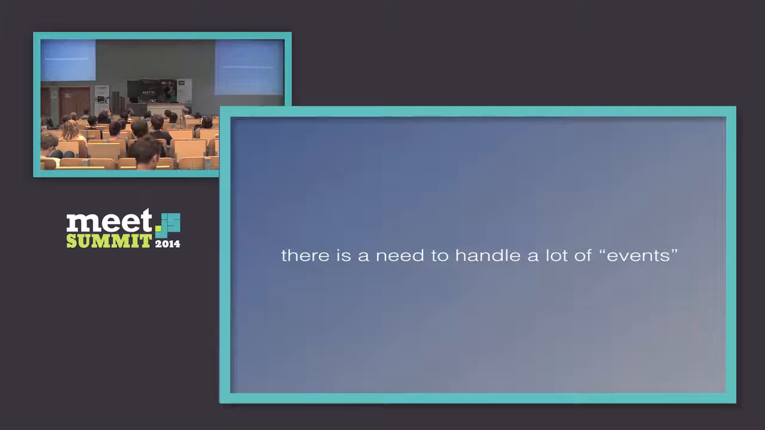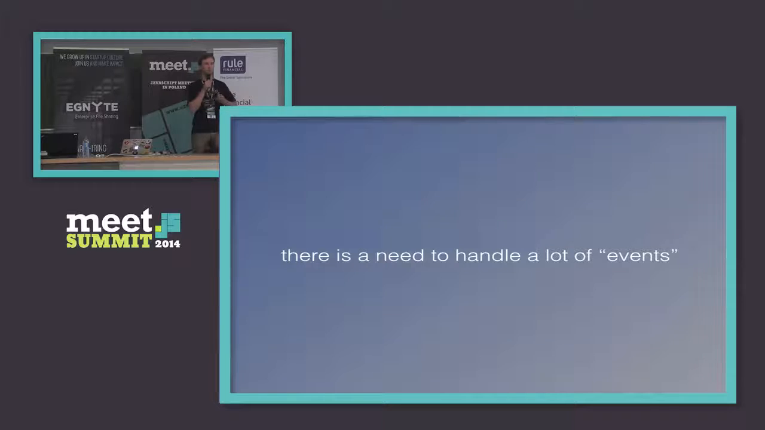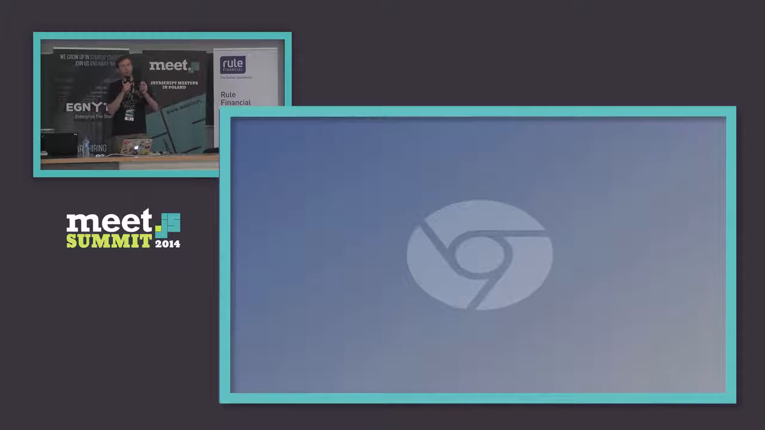In general, we can say that there is a need to handle a lot of events. In terms of a web server, it's requests. In terms of a browser, it's user interaction. And those events are happening at the same time. We can say that it's not exactly the same time, but they are simultaneous. So let's look at how it works in Chrome, in a browser in general.